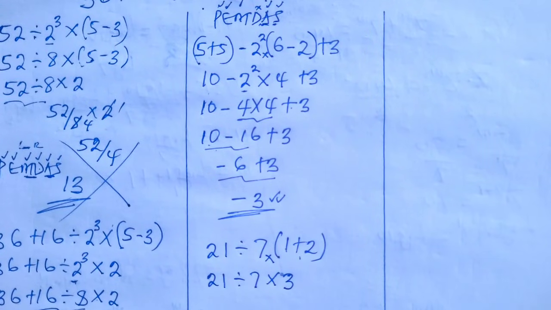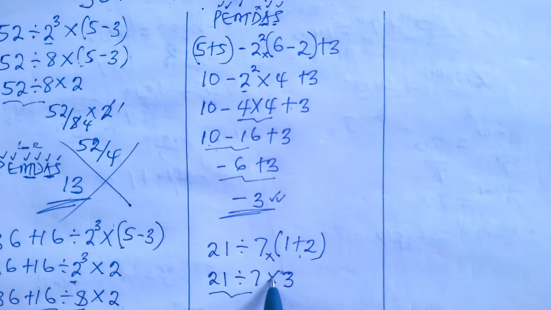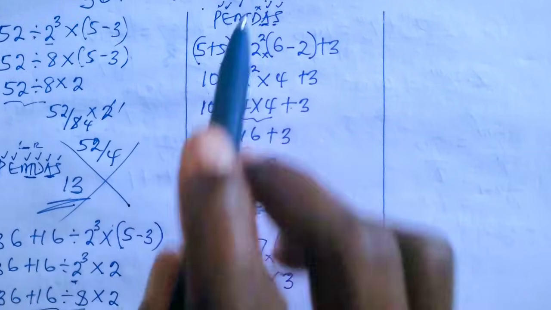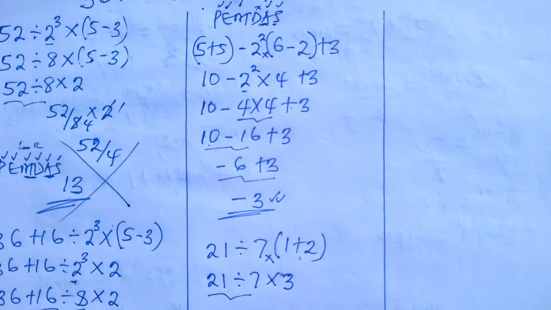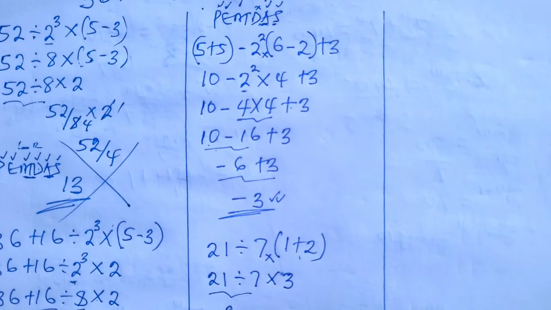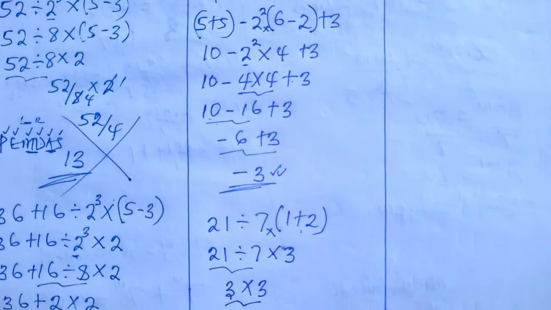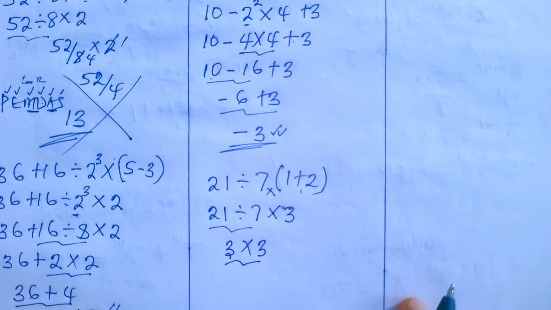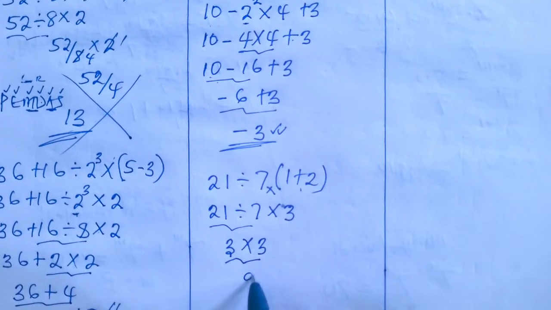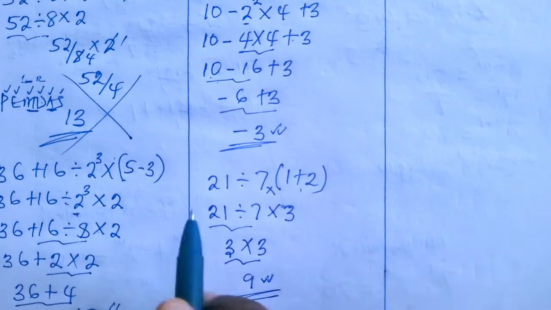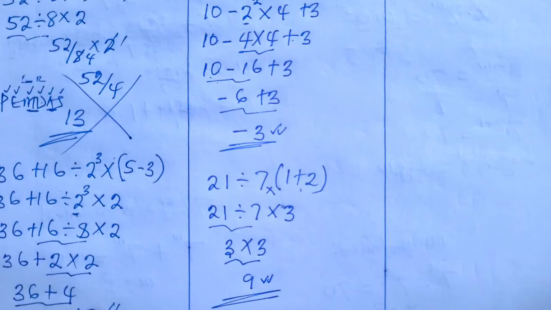Now, what are you going to consider next? We need to consider division, because division is of higher priority than multiplication, following the order of operation, PEMDAS here. Now we have 21 divided by 7, that will give us 3. When multiplied by 3, then lastly we consider this multiplication, and 3 multiplied by 3, that will give us 9. And this is the correct answer to this given expression right here.